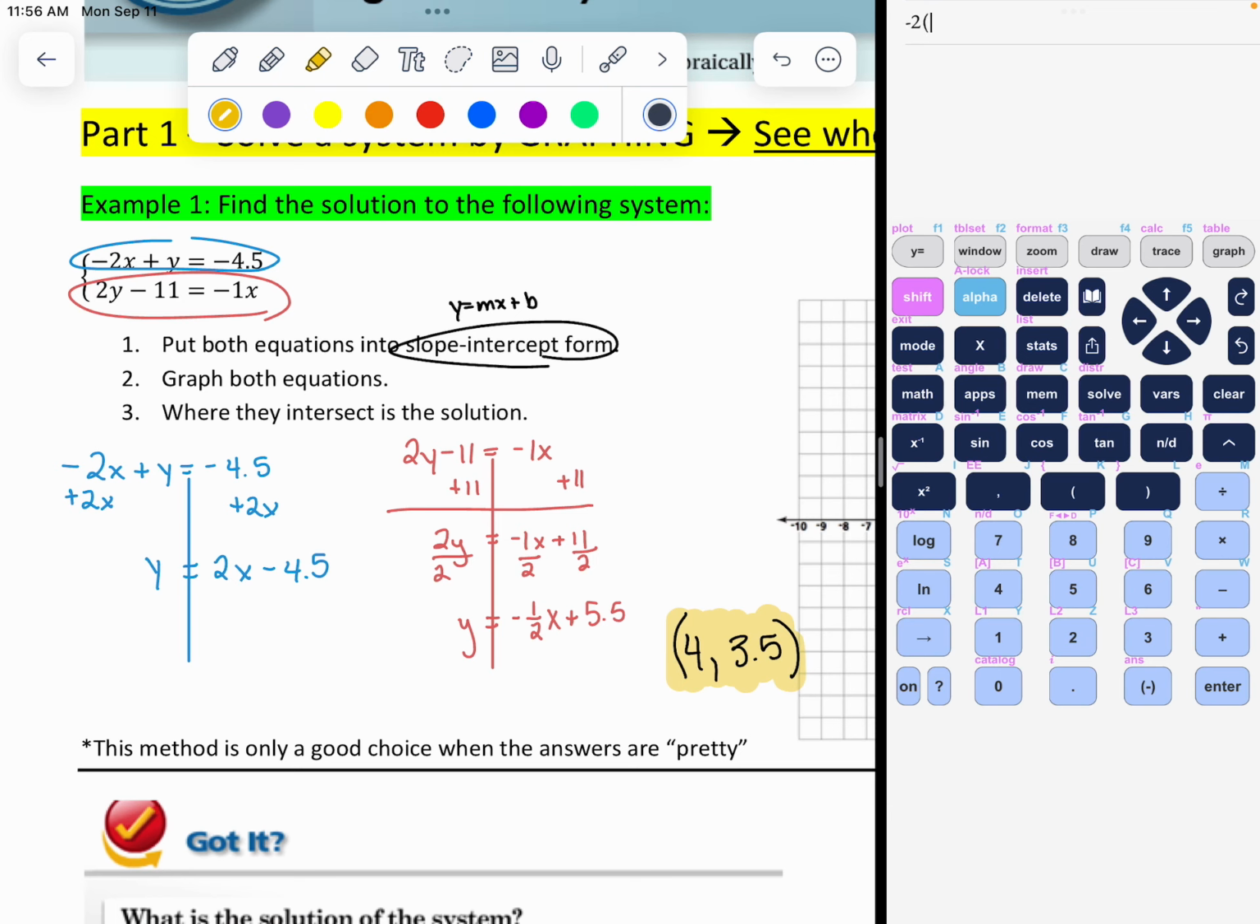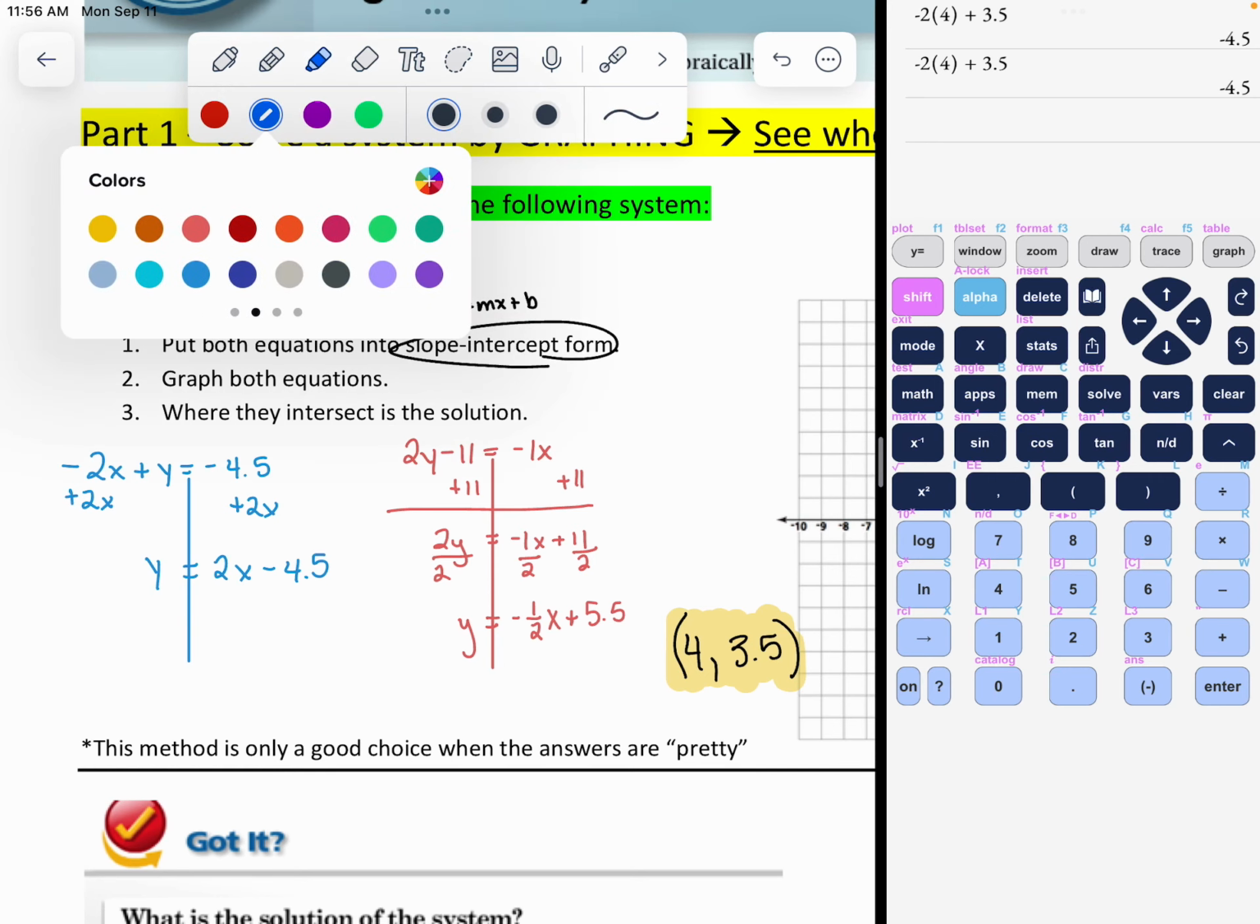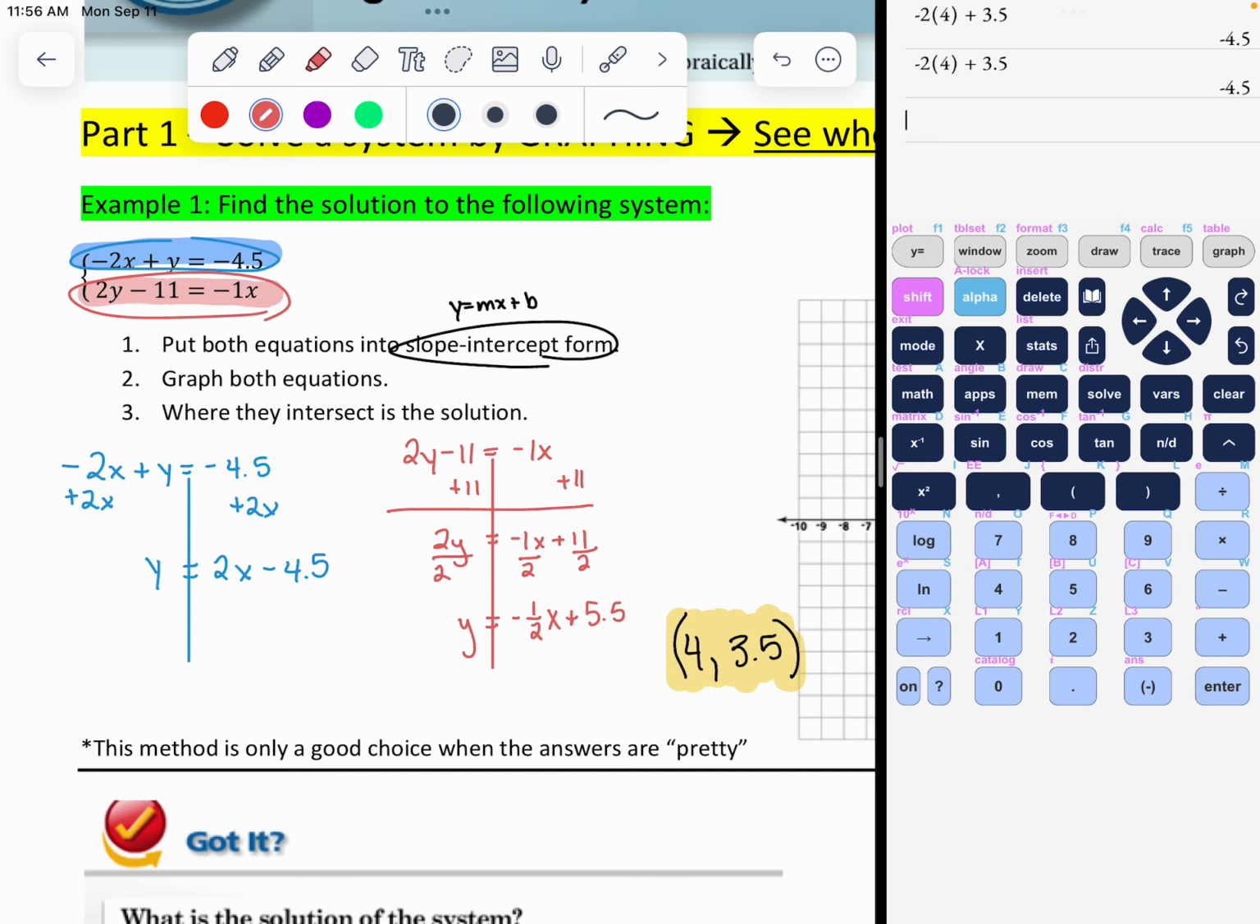On my calculator, if I plug in 4 for x and 3.5 for y, you will see that it fits the first equation. See the blue equation? That's what I typed into my calculator. I proved that it worked. Now I'm going to type something into my pink equation. Look at my calculator. 2 times y, so 2 times 3.5, minus 11. And that should equal negative 1x, which is negative 1 times 4. So you can see it fits the pink equation and the blue equation.